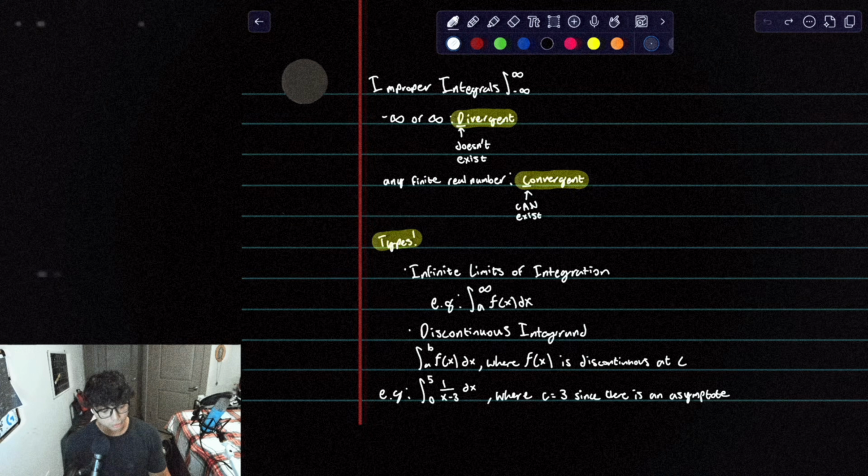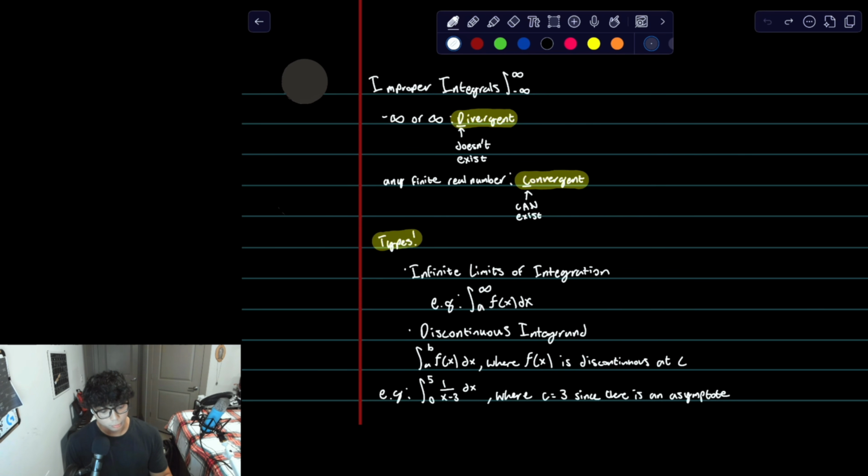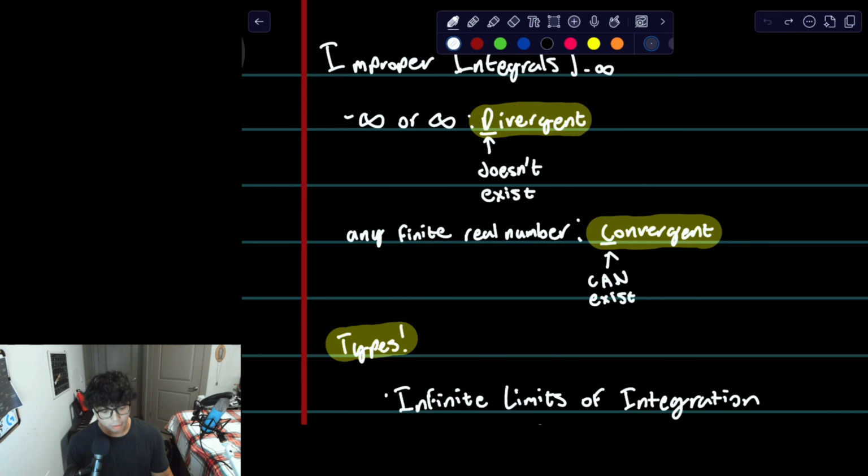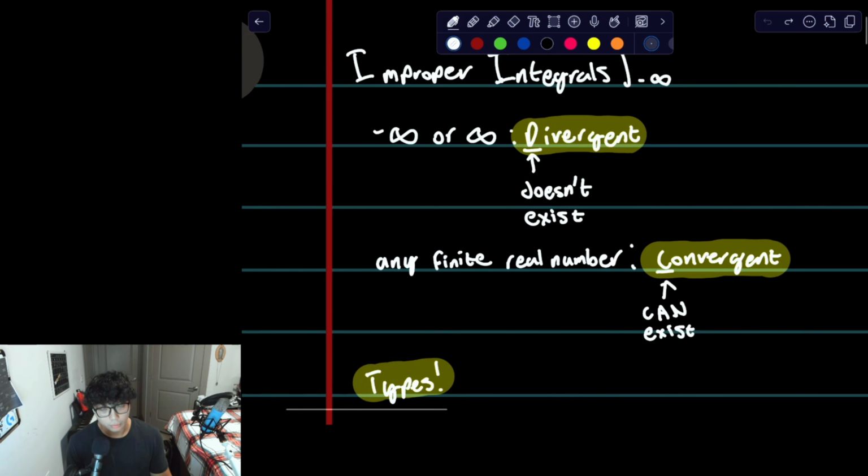Today we are going over improper integrals, and the basic terminology we would want to know is that divergent means it doesn't exist, and convergent means it can exist. This is normally determined by the outcome of our answer, on whether it's infinity or negative infinity, which doesn't exist, so that would be divergent.